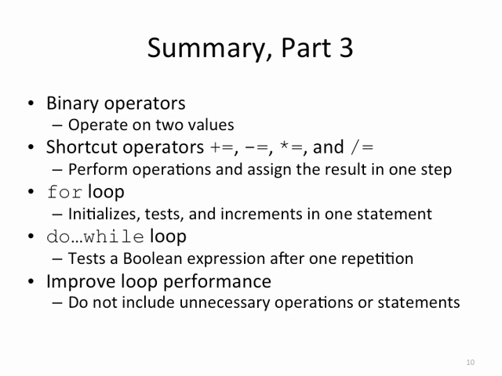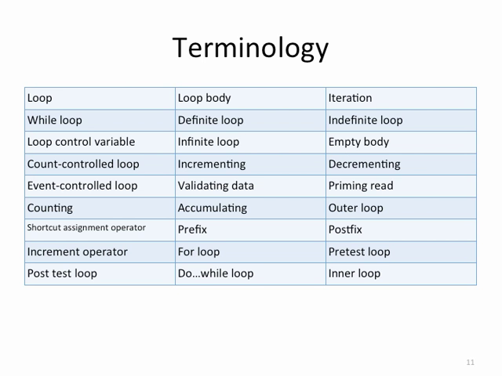The for loop is a count-controlled loop. It is a definite loop. It initializes, tests, and updates all in one statement. The do-while loop is a post-test loop, and it will always loop at least once. And we need to be mindful of improving loop performance by not including unnecessary operations or statements.